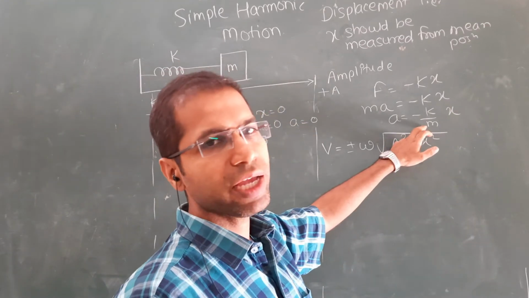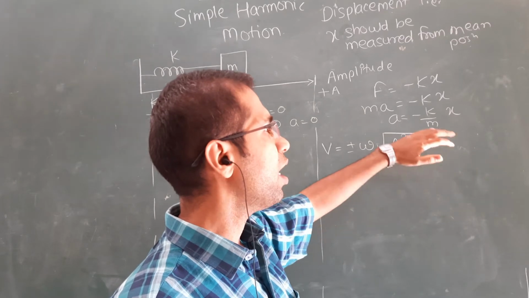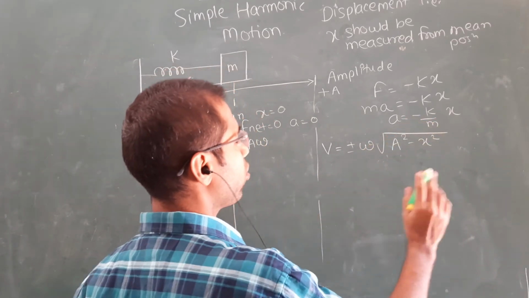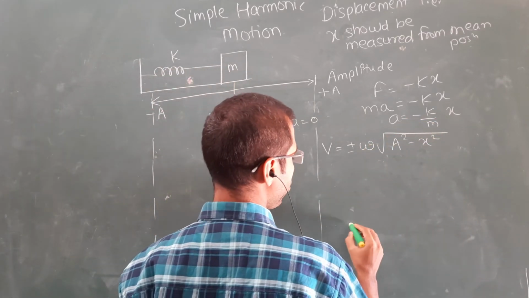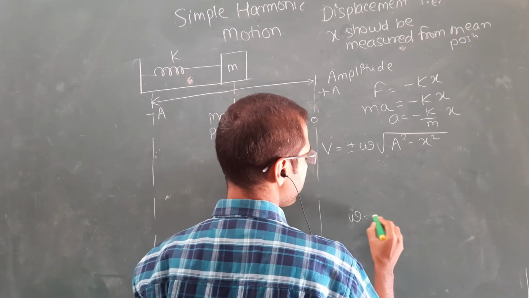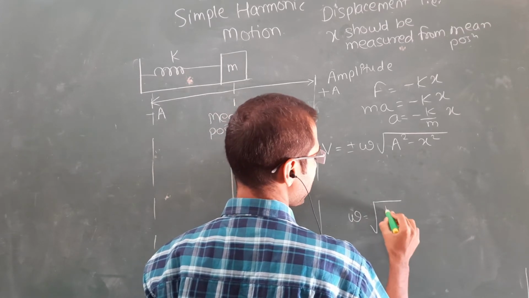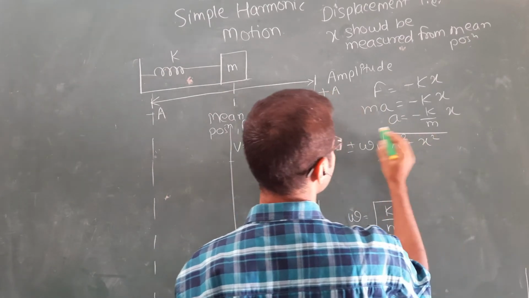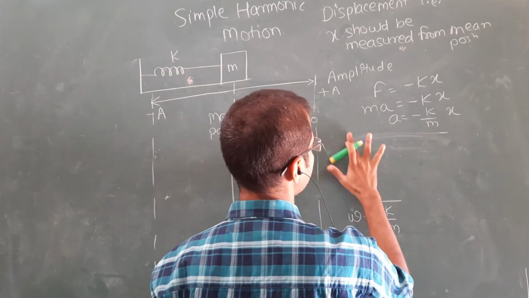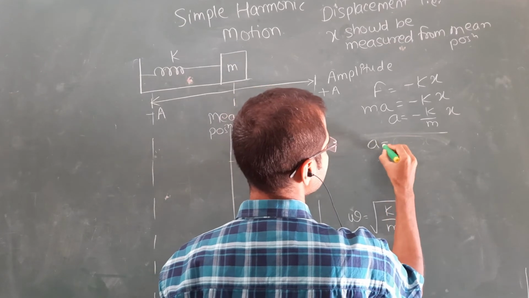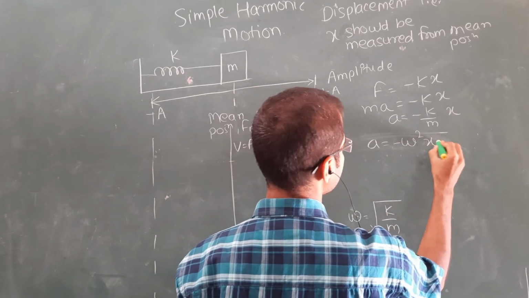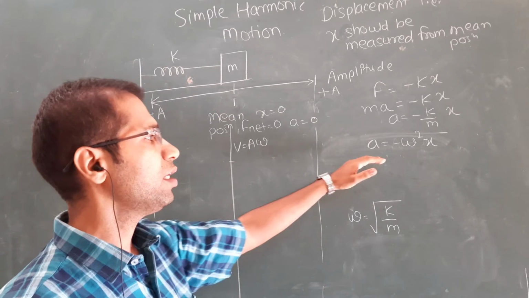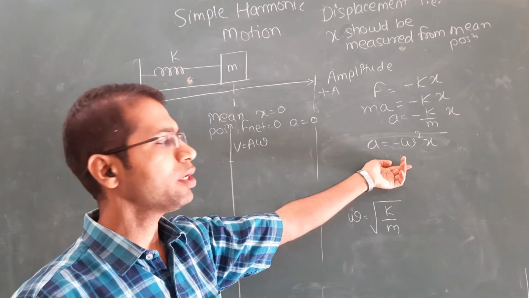So this k by m, I can call it here as an angular frequency. This formula is also important: omega is equal to under root k by m. Or this equation I can write here as a is equal to minus omega square x. This is the acceleration.